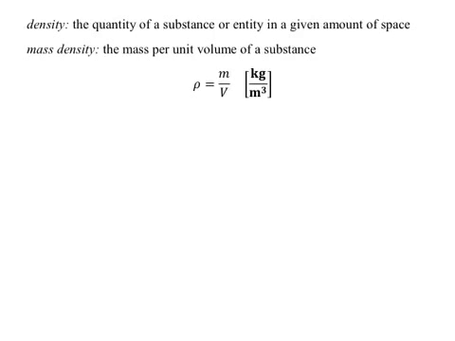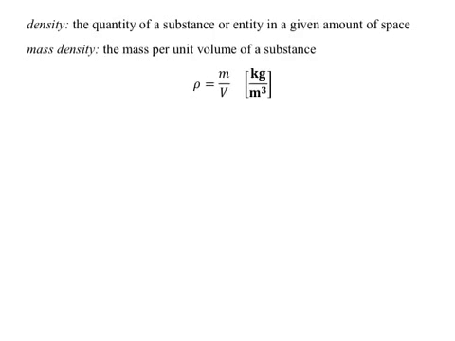of space. So an example of density that you wouldn't think of is something like population density. The population density of New York is much greater than the population density of, say, Idaho, where there's far fewer people in a given location. Okay, so in a given amount of space.